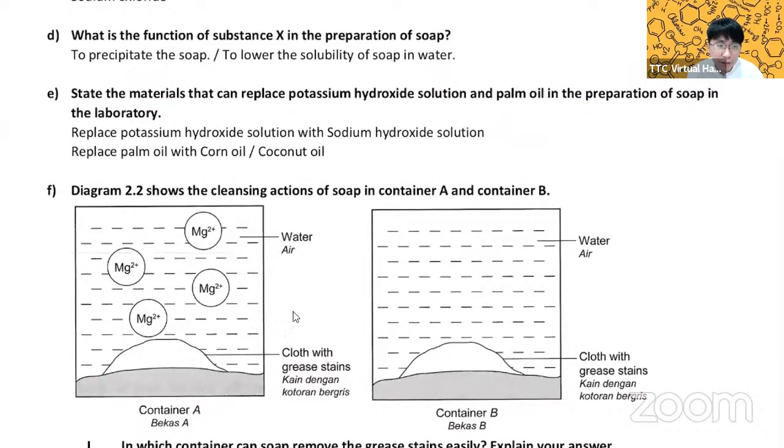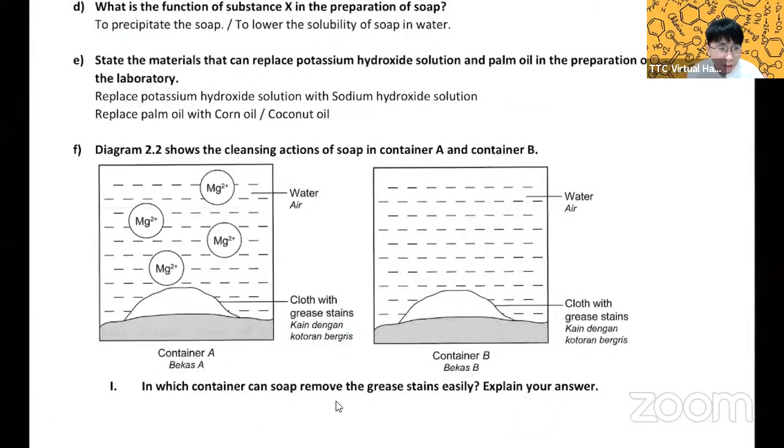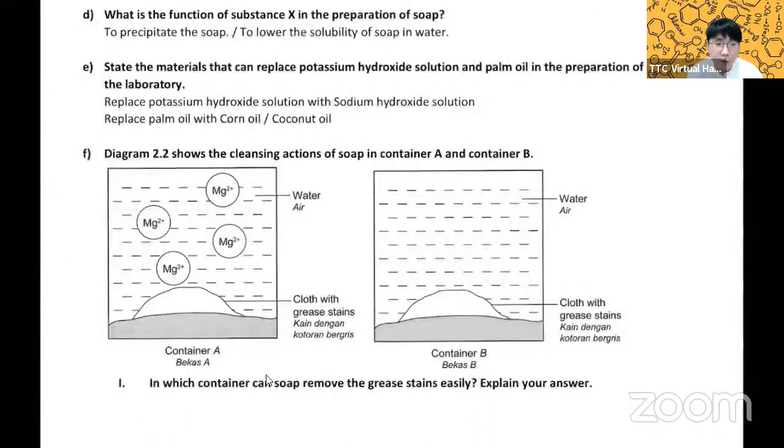Okay, moving on. There is this diagram here. In which container, container A or container B, clothes with grease stain, Mg2+. Mg2+ means the solution has what? It means your water is hard water. So in which container does soap remove grease stain easily?